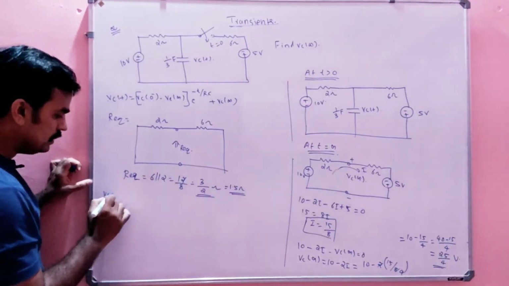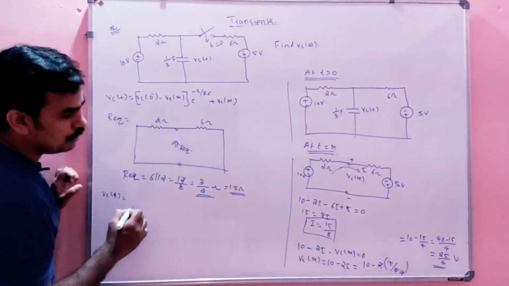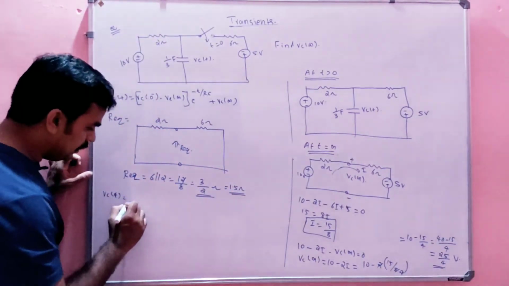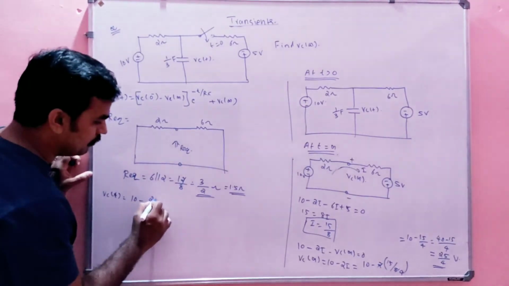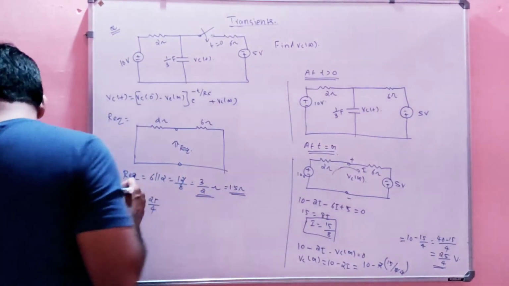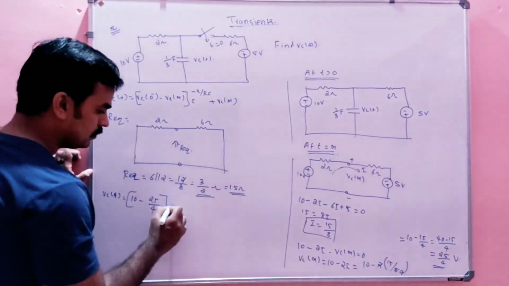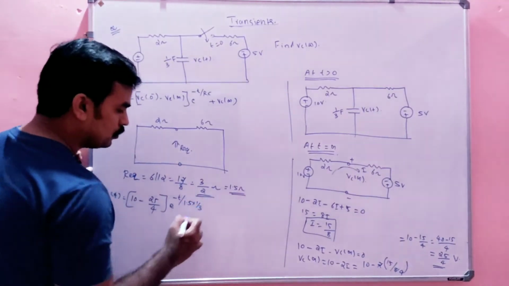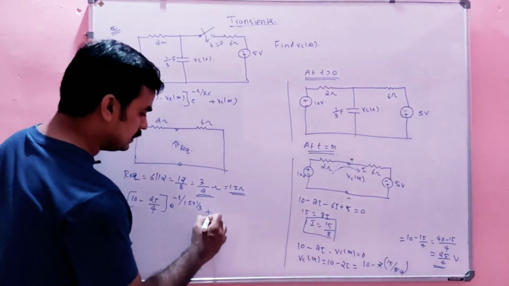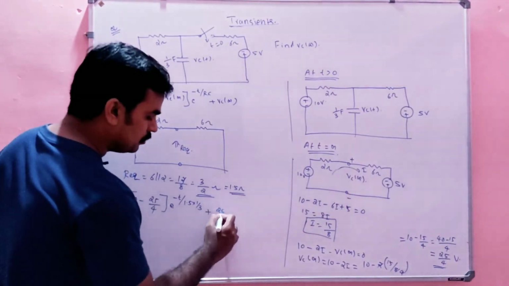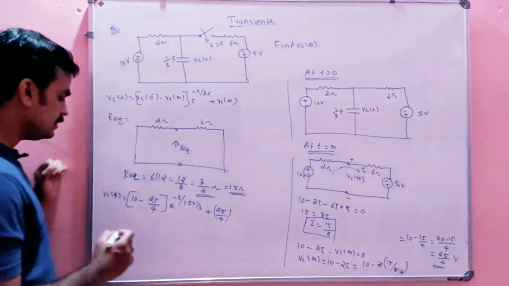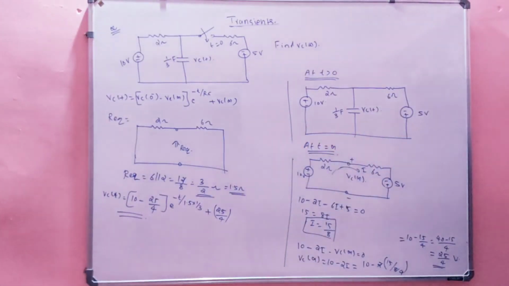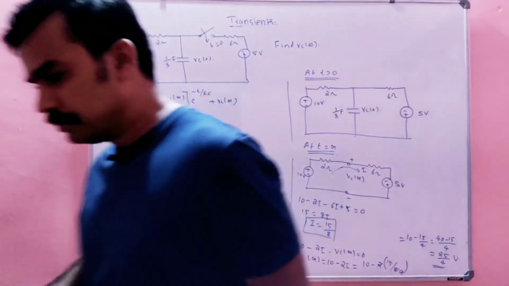So definitely Vc of t will be equal to Vc of 0. What was Vc of 0? 10 volt, right? So it will be 10 minus Vc of infinity, 25 by 4, right? Into e raised to minus t by RC, where RC is 1.5 into 1 by 3, plus Vc of infinity, which is nothing but 25 by 4. So this is the overall Vc of t, if you asked for Vc of t also.